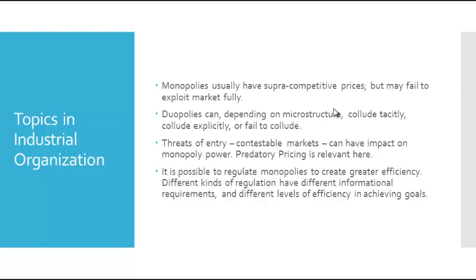If you look at the industrial organization theory as addressed by experiments, then we find that monopolies usually have above competitive prices, but may not reach full monopoly price for many different reasons. Duopolies can either collude explicitly, or they can collude tacitly, or they can fail to collude depending on the microstructure. Threats of entry can have impact, but the theory of contestable markets as studied by experiments is very different from the game theory, which leads to different and wrong conclusions. And it is possible to regulate monopolies.